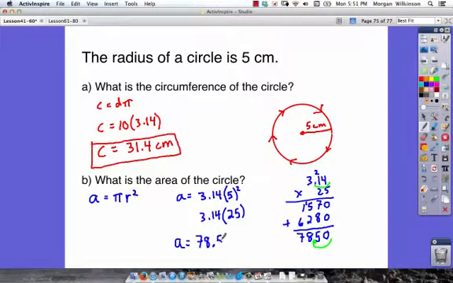It's area, so we need square units. And in this we're talking about centimeters. So we have centimeters to the second power. And we're all done. We can go ahead and box our answer and move on to the next question.